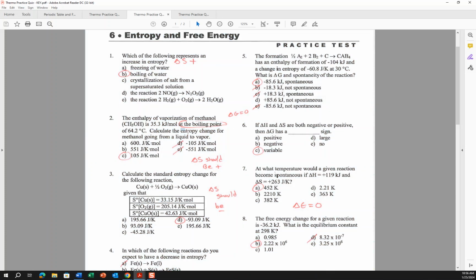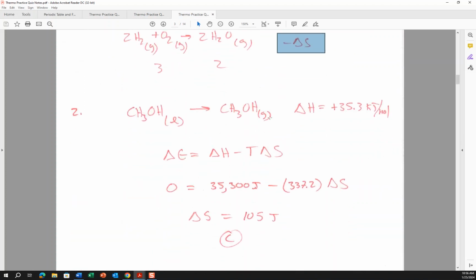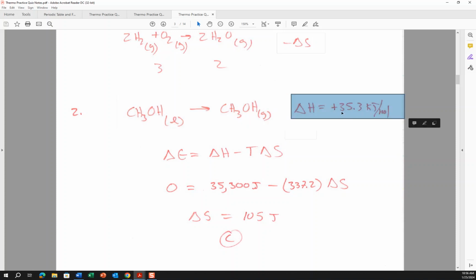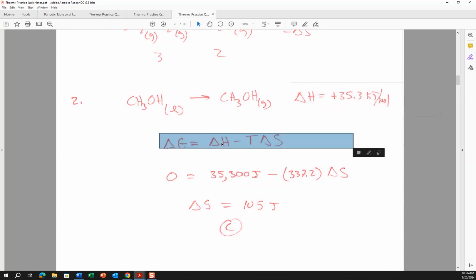And so that's just using our equation, but this is where we have to be careful about what we were given, okay? So again, we were given the molar heat of vaporization of methanol, so that's just liquid methanol yielding vapor methanol. And we know the delta H was positive 35.3, okay? Now we're using this equation. We know the delta G, we know the delta H, we know the temperature, right? They told us the temperature was 64.2.